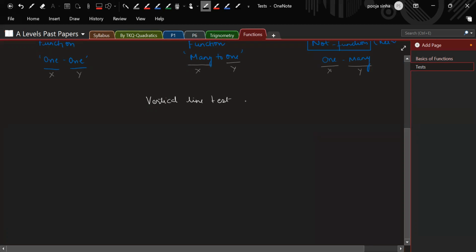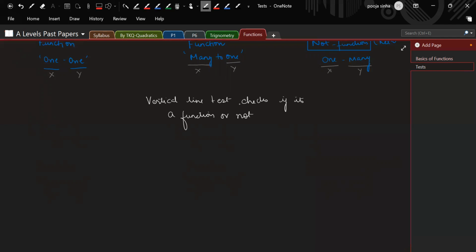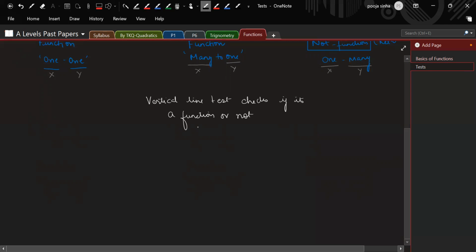You can get either one value or two values of y. Okay, I think I'll just write it down. Yes, what you're saying is absolutely correct. If it is cut at one place, then it is a function. If there are more than one cuts, it is not a function. So the vertical line test checks if a graph is a function or not.